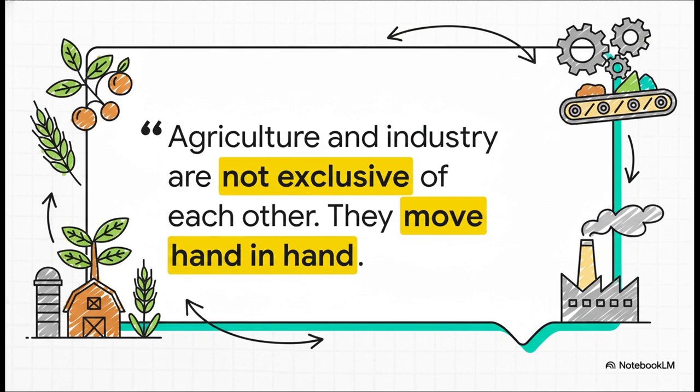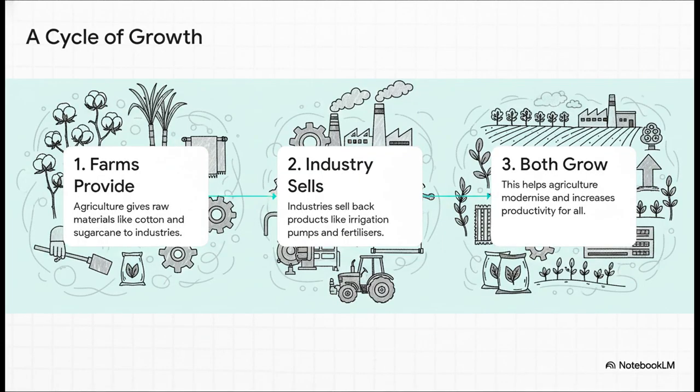They completely depend on each other. Let's see how this cycle of growth actually works. Step 1. Agriculture provides the raw materials, like cotton or sugarcane, to the industries.